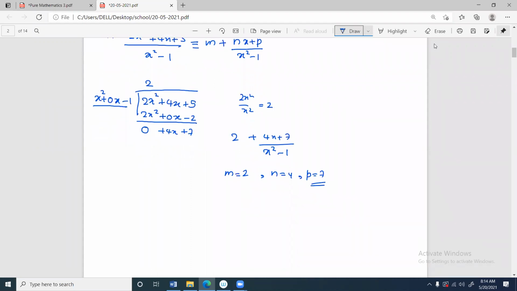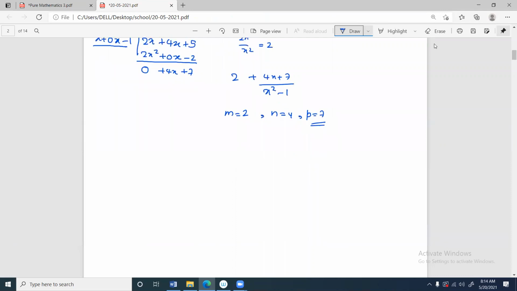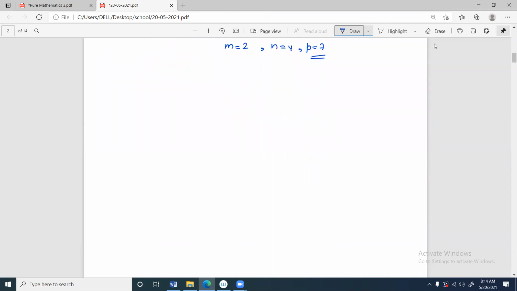Then next, we will go back to question number 3. Find the values for the constants a, b, c, and d for the following identity. Let's see how we are supposed to do this question. Let me look very carefully into this question. 8x cubed plus 2x squared plus 5 is given as (ax plus b) times (2x squared plus 2) plus cx plus d.